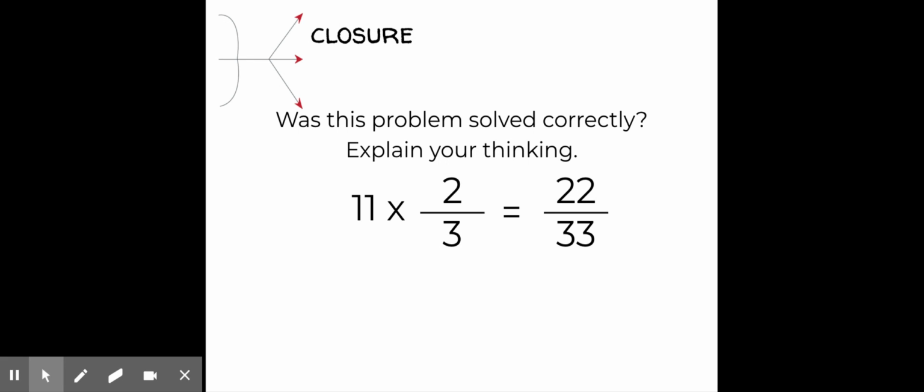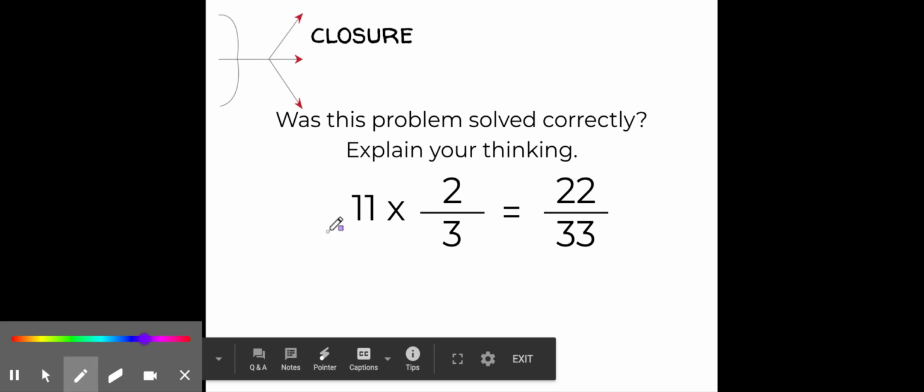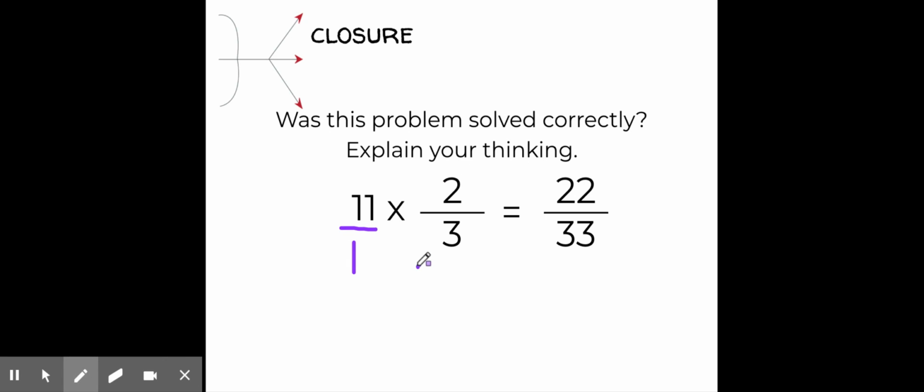Now, I want you to take a look at this problem. Was it solved correctly? Go ahead and pause and take a moment to solve and explain your thinking. You may even write down what you were thinking, or if you're with somebody, you can turn and talk to them too. If I were to solve this problem, I'd first have to make the whole number a fraction, and I'd multiply across and have 11 times 2, which is 22, and then 1 times 3, which is 3. When I simplify it, 3 times 7 is 21, and give me 1 left over.